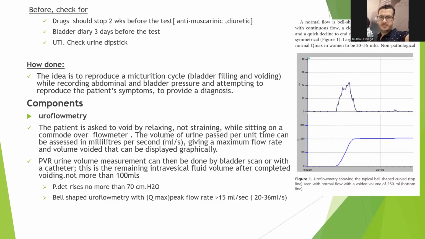urodynamic test. On the day of urodynamics, we test the urine of the patient by doing a urine dipstick, and this is to exclude any urinary tract infection. And if there is, we have to stop or postpone the test for another day after treating the urinary tract infection. How will we do urodynamics?